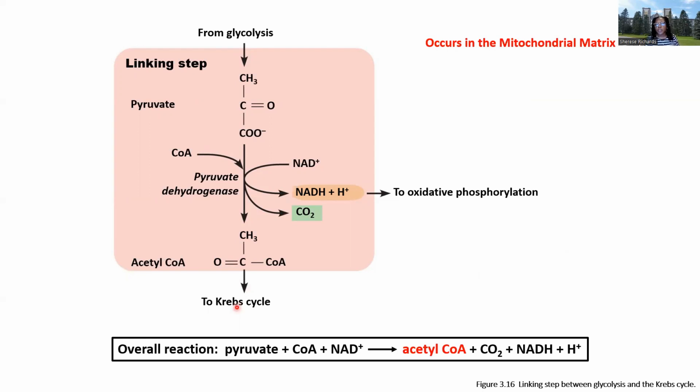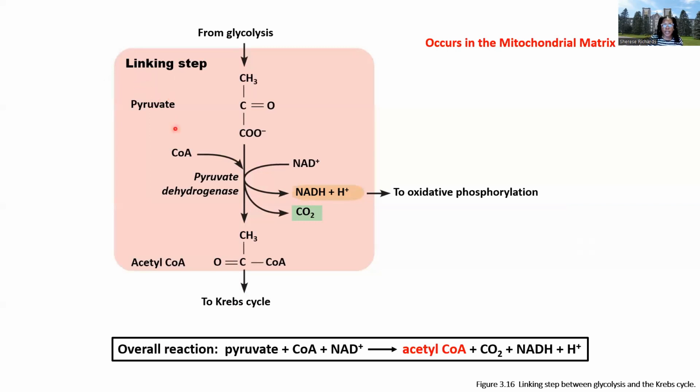Some literature refers to this as the third phase. For us, we're going to call it the second phase of glucose oxidation. So glycolysis, the linking or intermediary step, and then the Krebs cycle. So what exactly happens in this linking step? We've got our pyruvate that we generated from glycolysis.